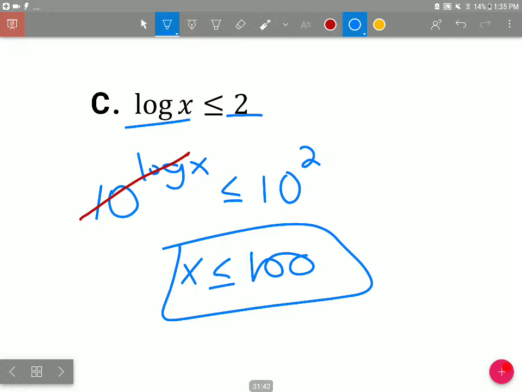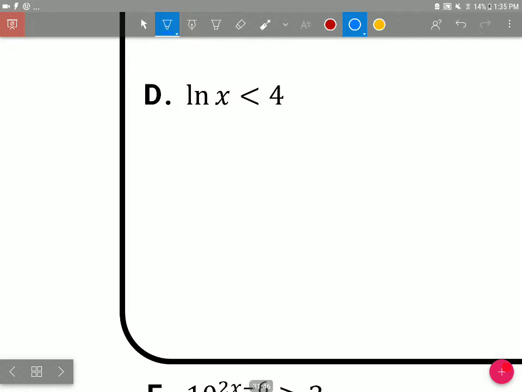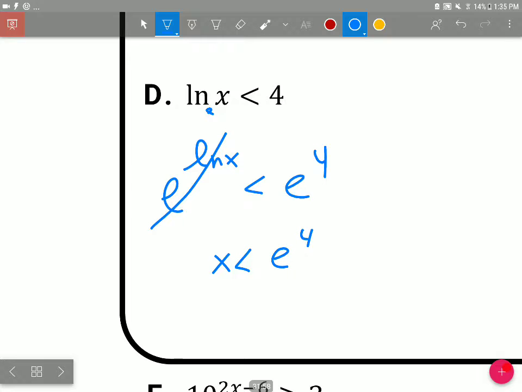Take all of 20 seconds and do letter D. I think you can do it. All right, what's the base for letter D? e. Good. So I'm going to do e to the ln of x is less than e to the 4. Those cancel out, and you get x is less than e to the 4th. Sweet? All right, we're going to do one more.